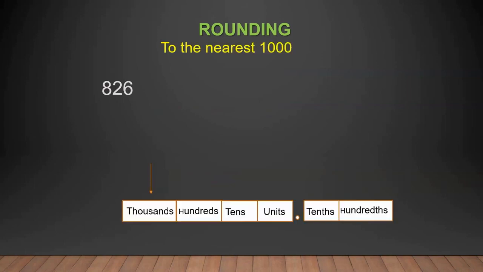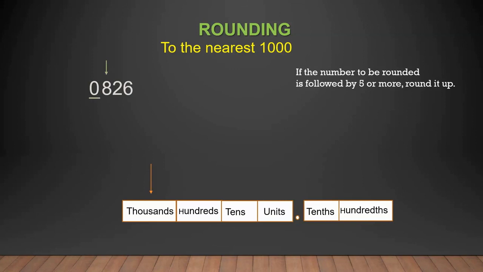Another example is 826. There's no number in the thousands place, so we put a 0. So 0 is followed by 8, that means 0 rounds up to 1, which will give us 1,000.